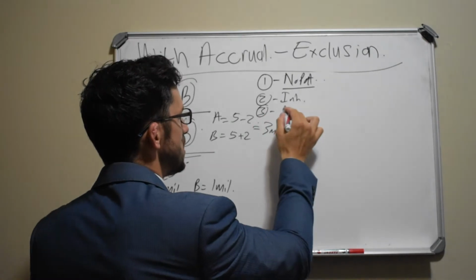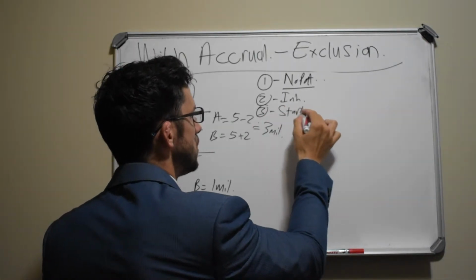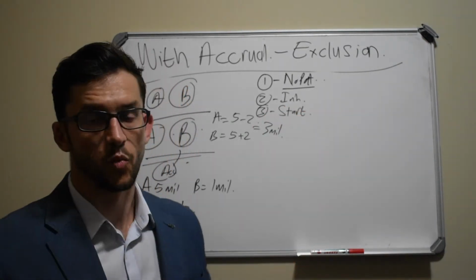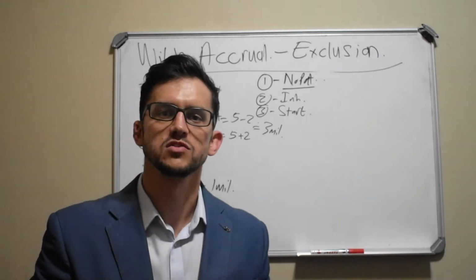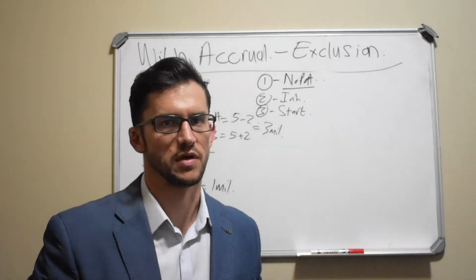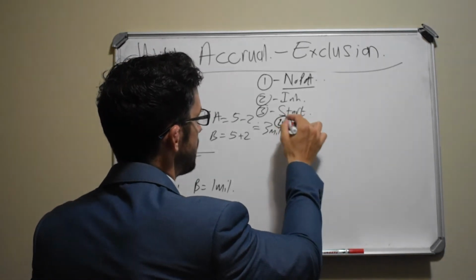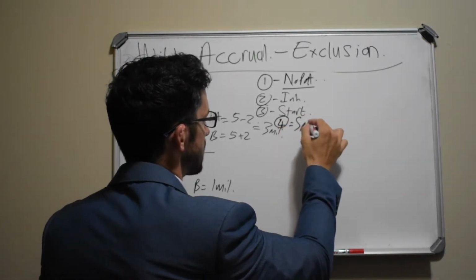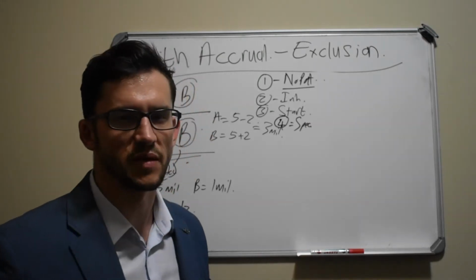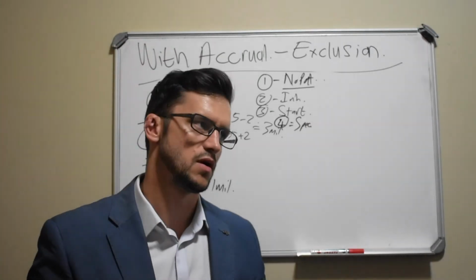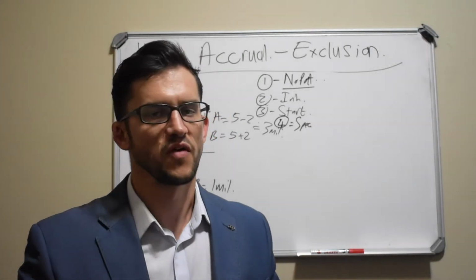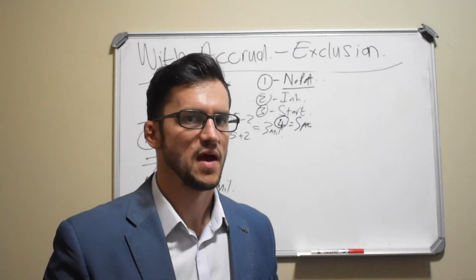Number 3 is your starting value. Whatever you start with prior to the marriage is also excluded from the calculation in terms of the accrual. And 4th is specific exclusions. That is something specific that you would like to be excluded. If there's something in your family, whatever the case may be, you can specifically exclude it.